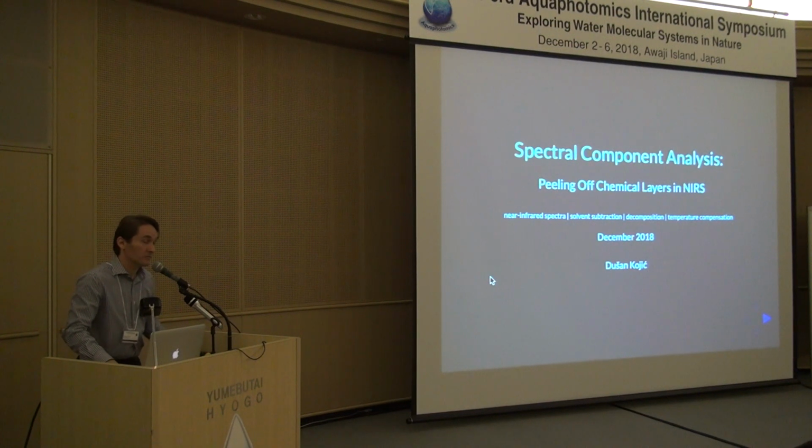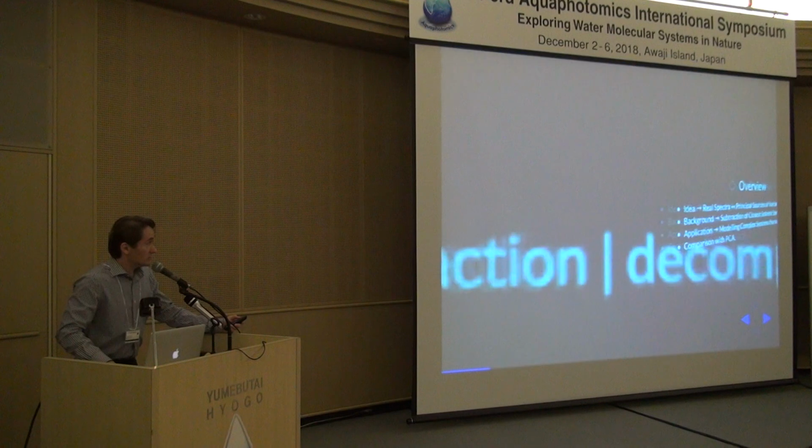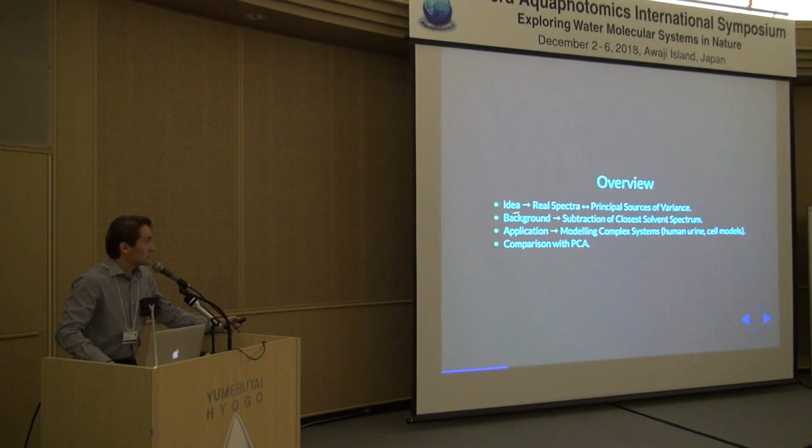This is still in a very preliminary phase, and I want to talk about peeling off chemical layers in near-infrared spectroscopy. So, short introduction, what I want to do is just present an idea how to use real spectra, real measurement data to describe and create principal sources of variance. So not components that are calculated, but components that are actually measured.